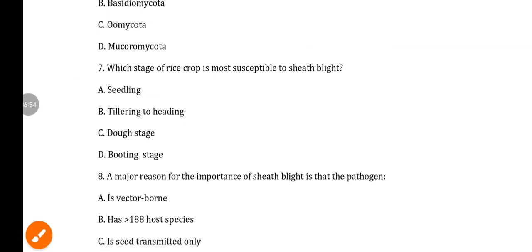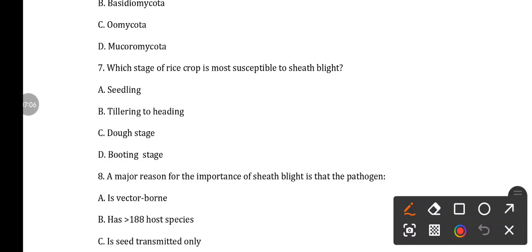Next, question number 7. Which stage of rice is most susceptible to sheath blight infection? The options are option A, seedling, option B, tillering to heading, option C, dough stage, option D, booting stage. So here the answer is tillering to heading stage. This is the most susceptible stage for sheath blight infection.